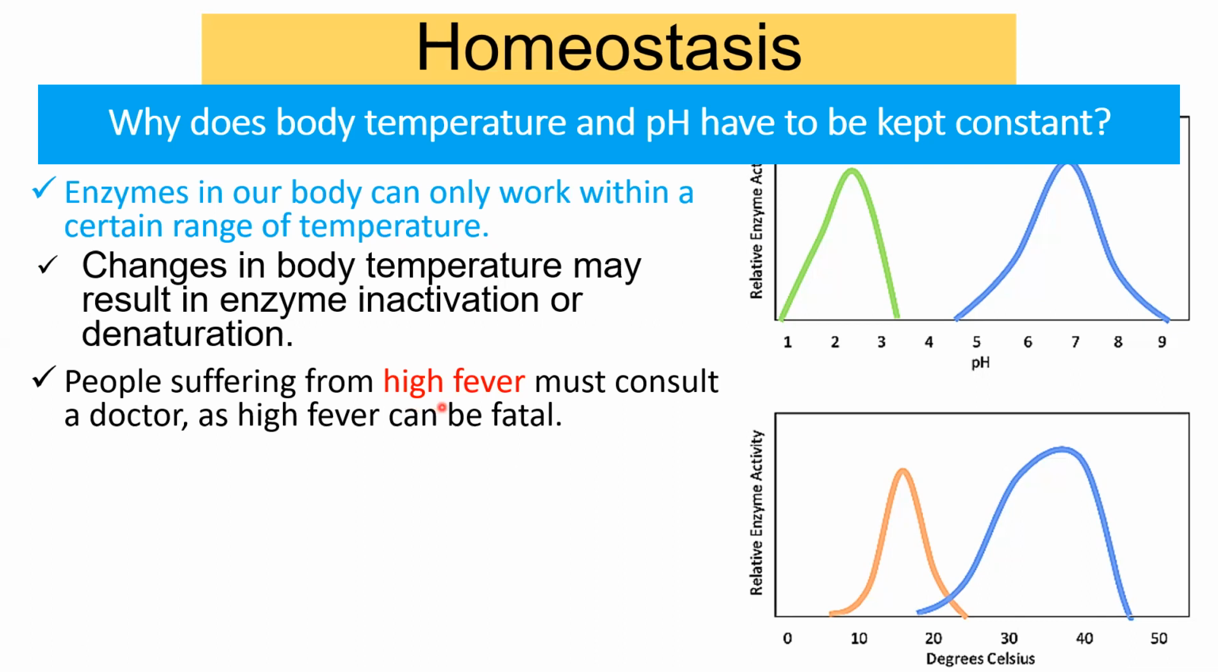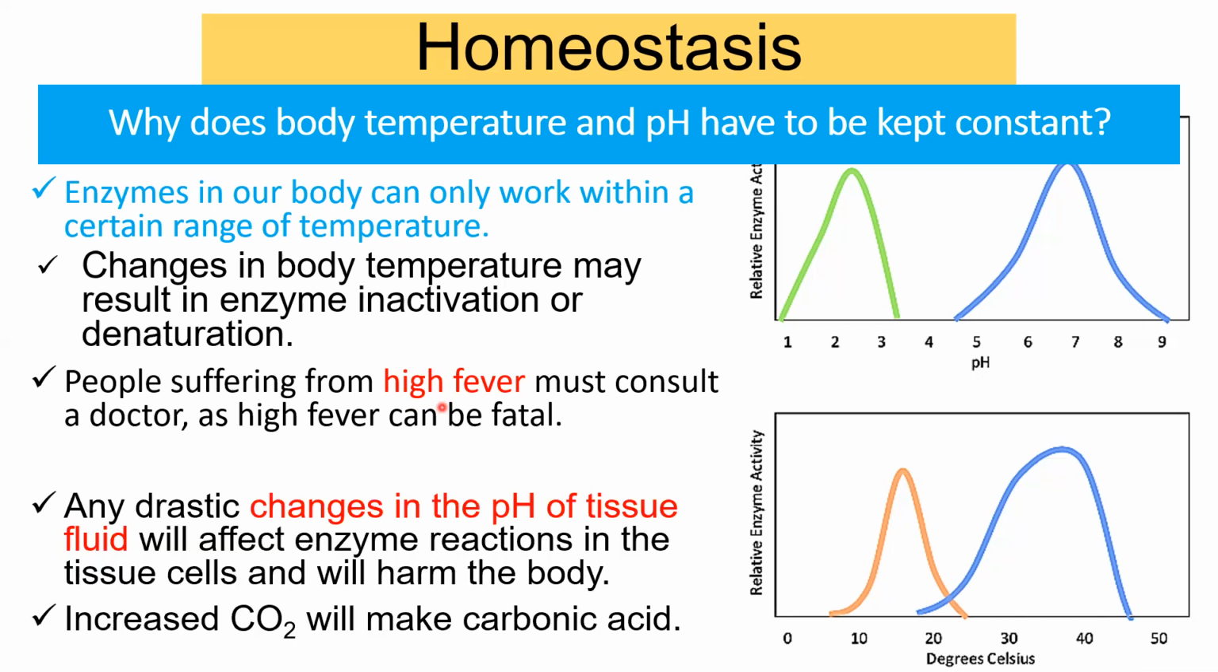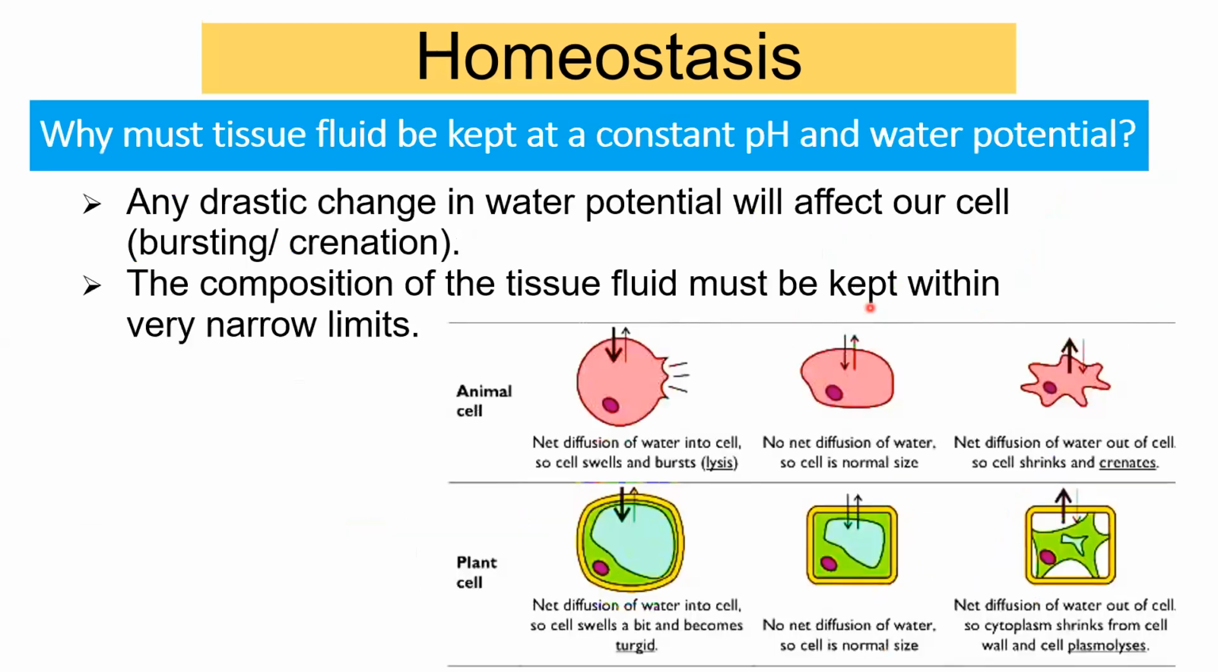Remember one thing, whenever there is a high fever, the temperature of the body is beyond 37 degrees Celsius. So ultimately enzyme working will be affected, and that can lead towards fatal consequences. How will the pH of the blood change? Whenever there is respiration, carbon dioxide is produced, that is an acidic gas forming carbonic acid. So ultimately enzymes will have an altered pH on which they have to work. So definitely that will affect their working.